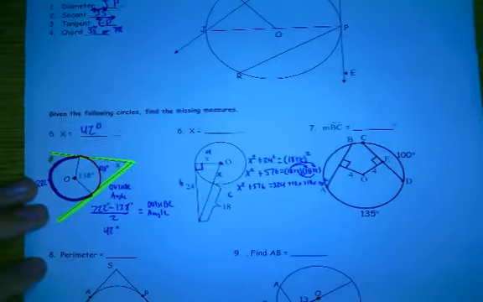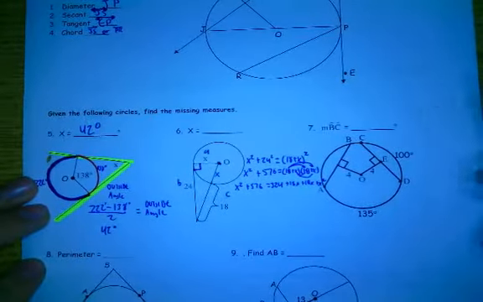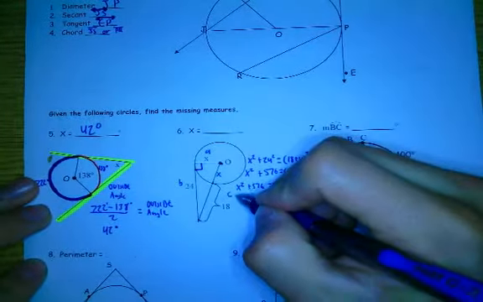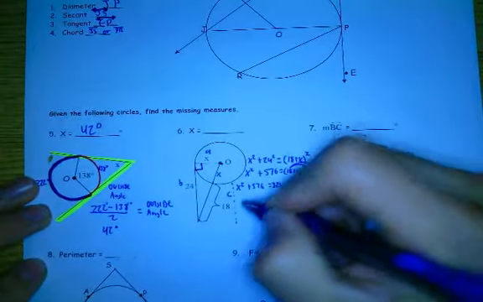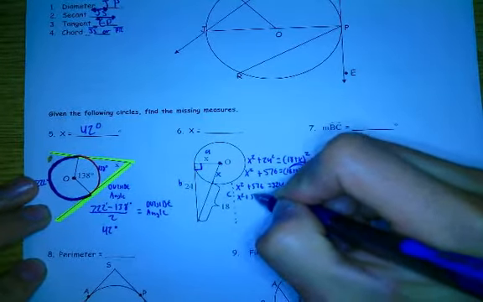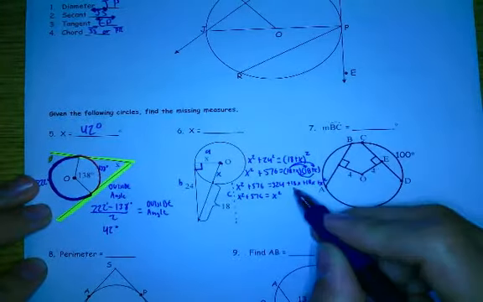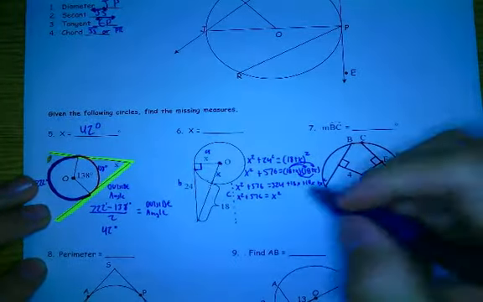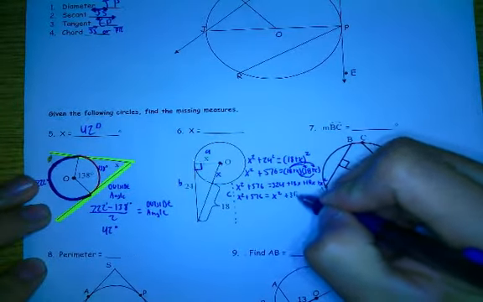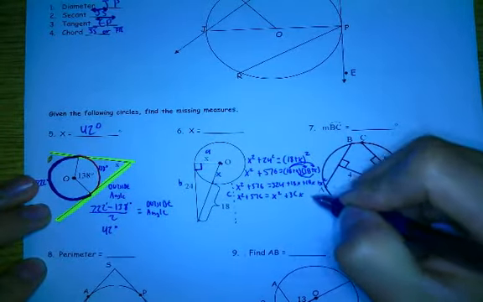Let me draw a dotted line there so you don't get confused. So x squared plus 576. I have the x squared, so I'm going to leave it alone. 18x plus 18x, that's going to give me 36x, so plus 36x. And then I have plus 324. Alright, I've combined everything that I can. Now I just have to solve for x.